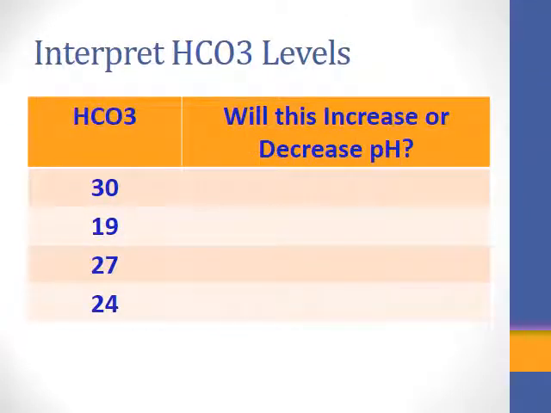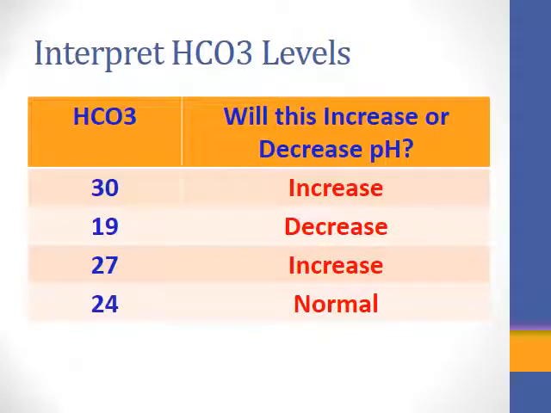Alright, so go ahead and try to interpret these levels and look at them. If our bicarb is 30, will our pH be elevated or will it decrease? Will it increase or decrease? If it's 19, is that high or low? Will it increase or decrease? You need to remember that your bicarb has the same relationship with pH as far as increasing or decreasing, and your PCO2 has opposite relationship with your pH as far as increasing or decreasing.